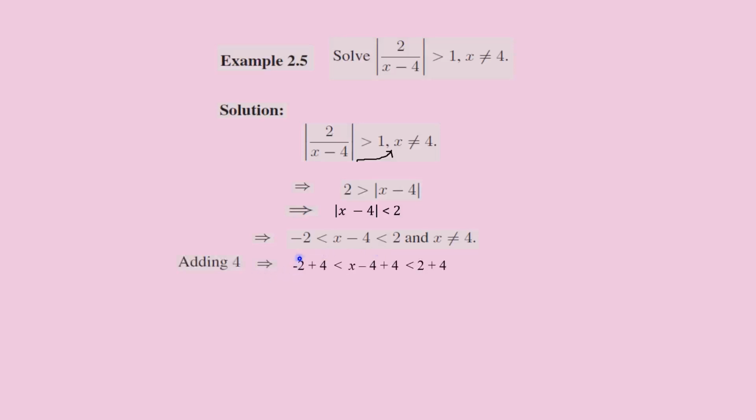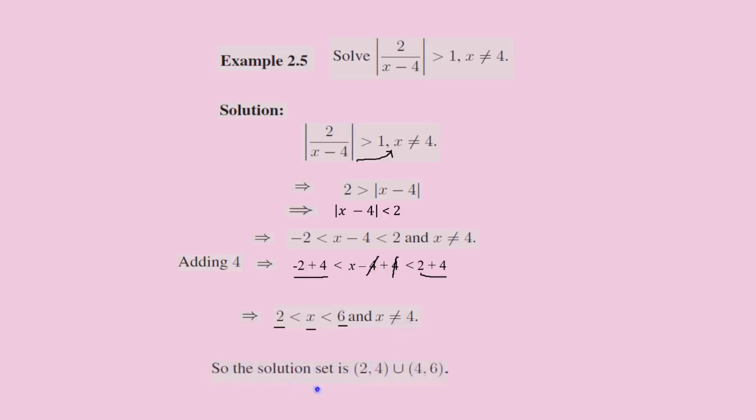Okay, then we will get minus 2 plus 4 less than x minus 4 plus 4 less than 2 plus 4. Then how to do that calculation? For this minus 2 plus 4, we will get plus 2. Then this minus 4 and plus 4 will get cancelled. So we will get x alone. And this 2 plus 4 means we will get 6. This meaning is the value of x lies between 2 and 6. That is, x value is greater than 2 but less than 6. In that, x value is not equal to 4.